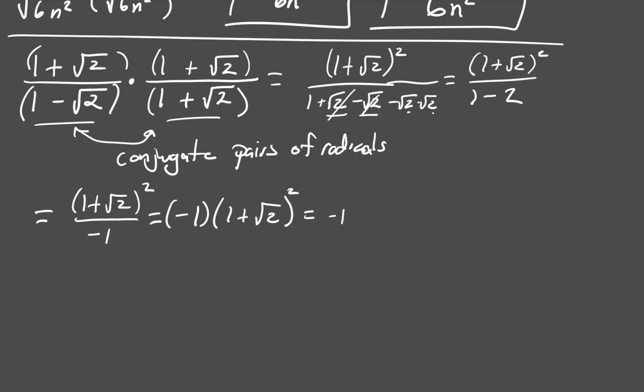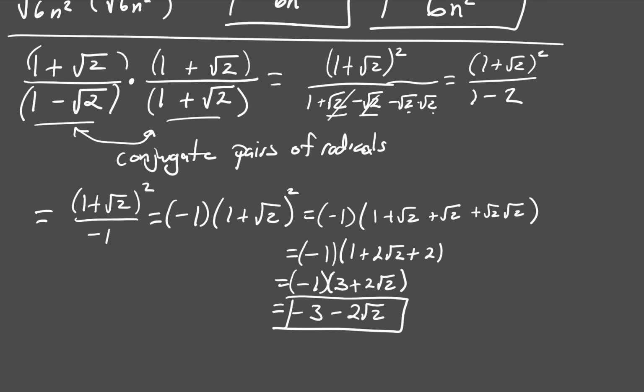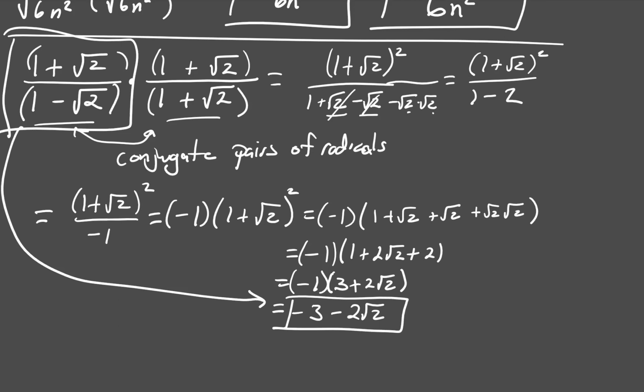So I've got the first terms, which are going to be 1s. I've got plus a square root of 2, plus a square root of 2, and plus a square root of 2 times the square root of 2, right? So this is a minus 1 times 1 plus 2 square roots of 2 plus 2. So this is equal to a minus 1 times 3 plus 2 square roots of 2. So I've got minus 3 minus 2 square roots of 2. So we took a lot of steps to simplify, but we got rid of this irrational denominator by multiplying the top and bottom by the conjugate.